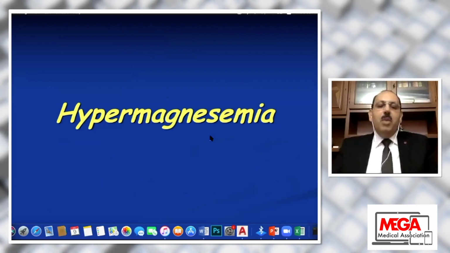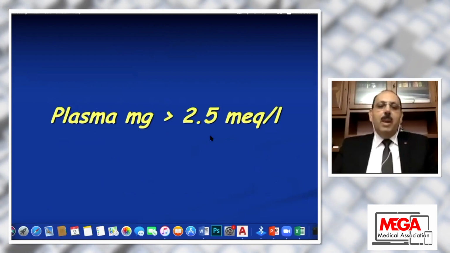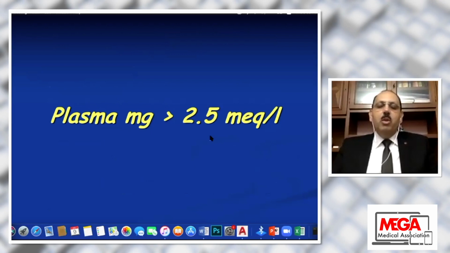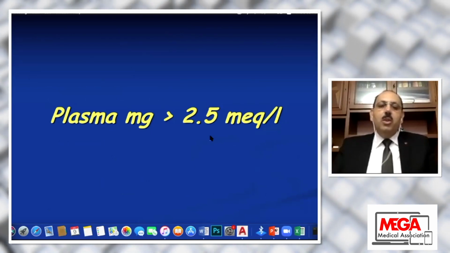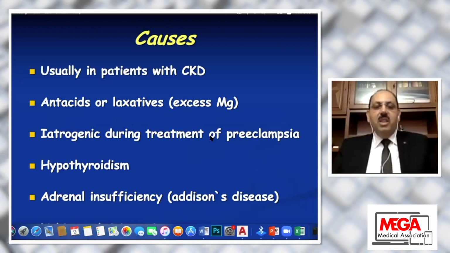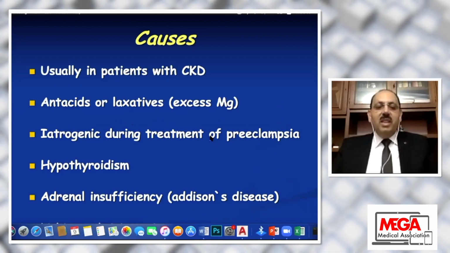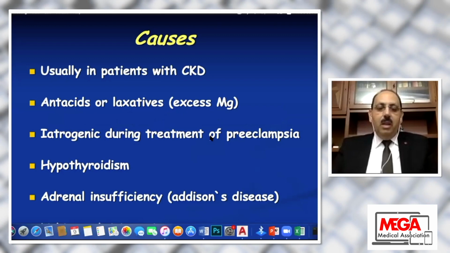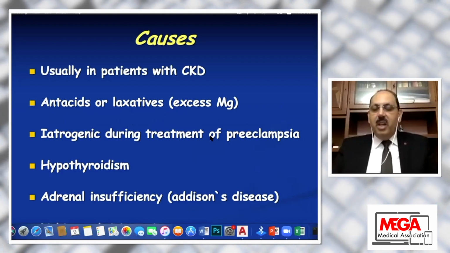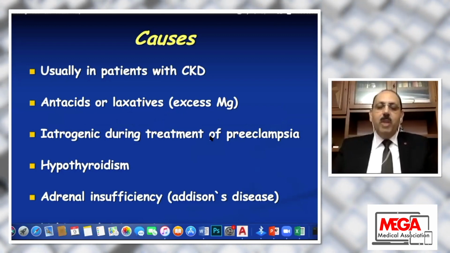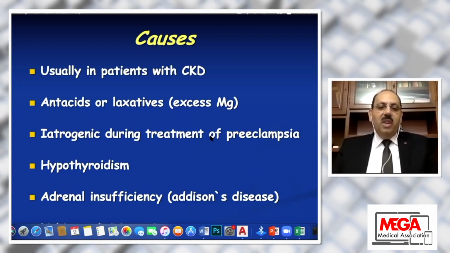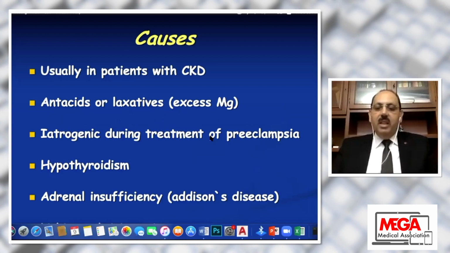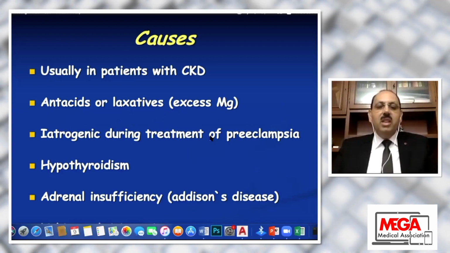Hypermagnesemia means a magnesium level above 2.5 milliequivalents per liter. The causes are usually chronic kidney disease, excessive use of antacids or laxatives, and iatrogenic causes during treatment of preeclampsia, as we use large doses of magnesium sulfate infusion, hypothyroidism, and adrenal insufficiency such as Addison disease.